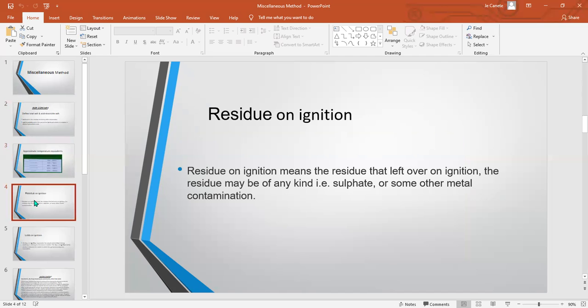So another is the residue on ignition. Residue on ignition means the residue that is left over on ignition. The residue may be of any kind, for example sulfate or some other metal contamination.